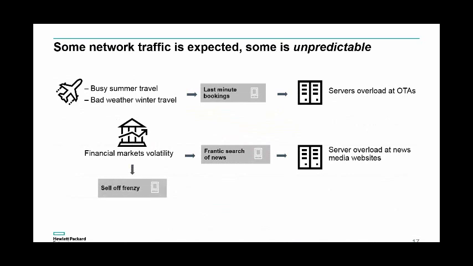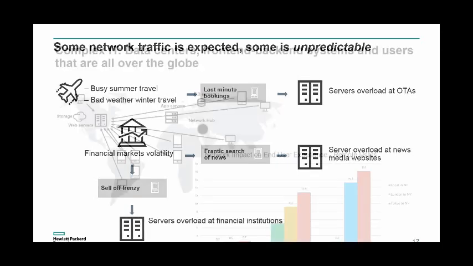And the next thing that naturally happens is the sell-off frenzy. Everybody is trying, in panic mode, to quickly sell off whatever they can sell off. And that, again, will result in overload at the financial institutions. So it is things like this that you just cannot predict, what it is going to be that would make you quickly pull out your phone and start making the transactions you need to make.